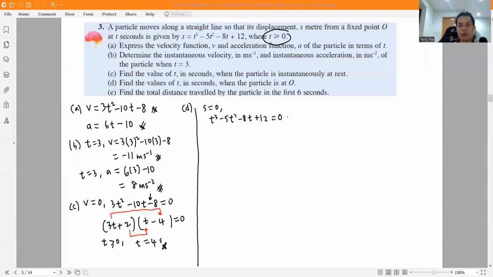Right now, most people will use a calculator and say, okay, I use my calculator. I press 5 for equation. This is like a cheating method. You put a 4 here, then you put 1 equals, -5 equals, -8 equals, and 12 equals. There you go. Your t values will be 6, 1, and -2. But how do you actually show all this?